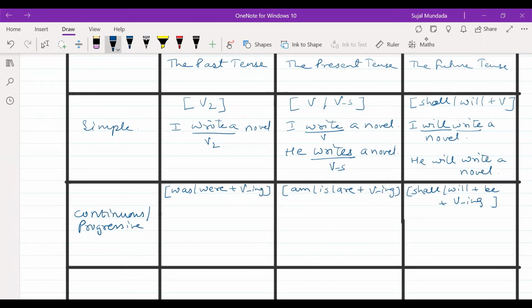For example, I was writing a novel. The same sentence in present continuous tense will be I am writing a novel, or we can say he is writing a novel. Simple future tense.